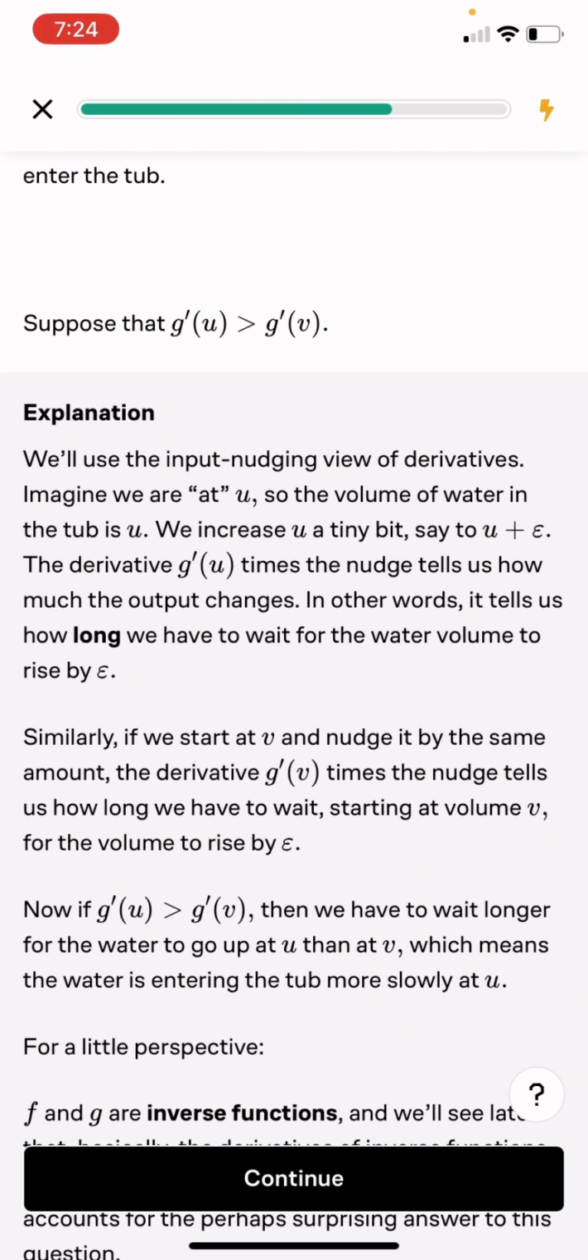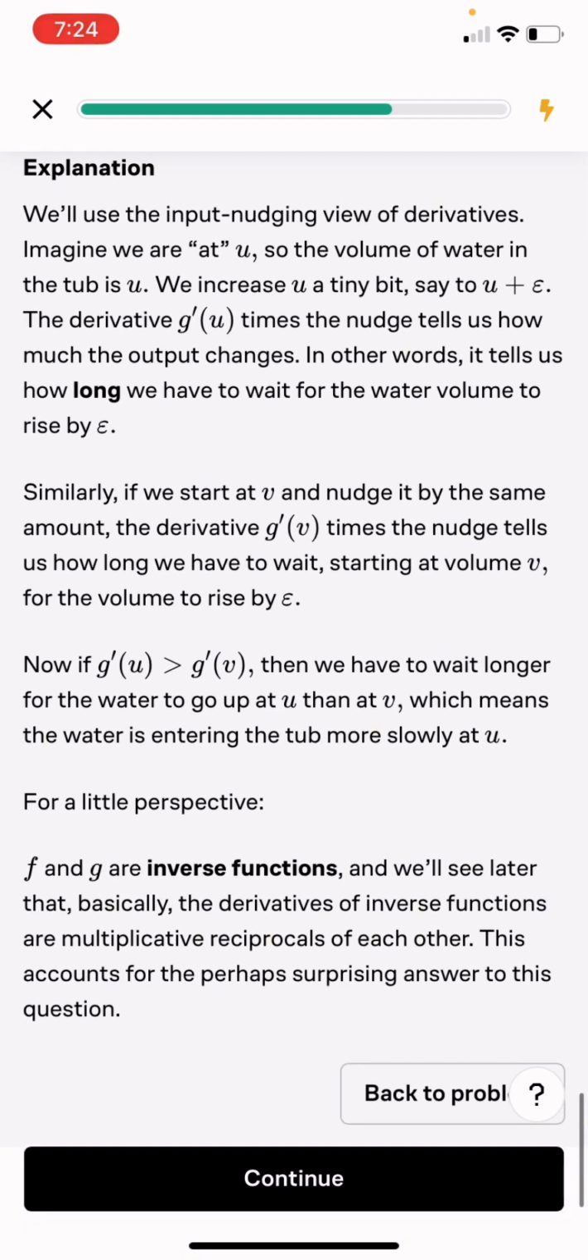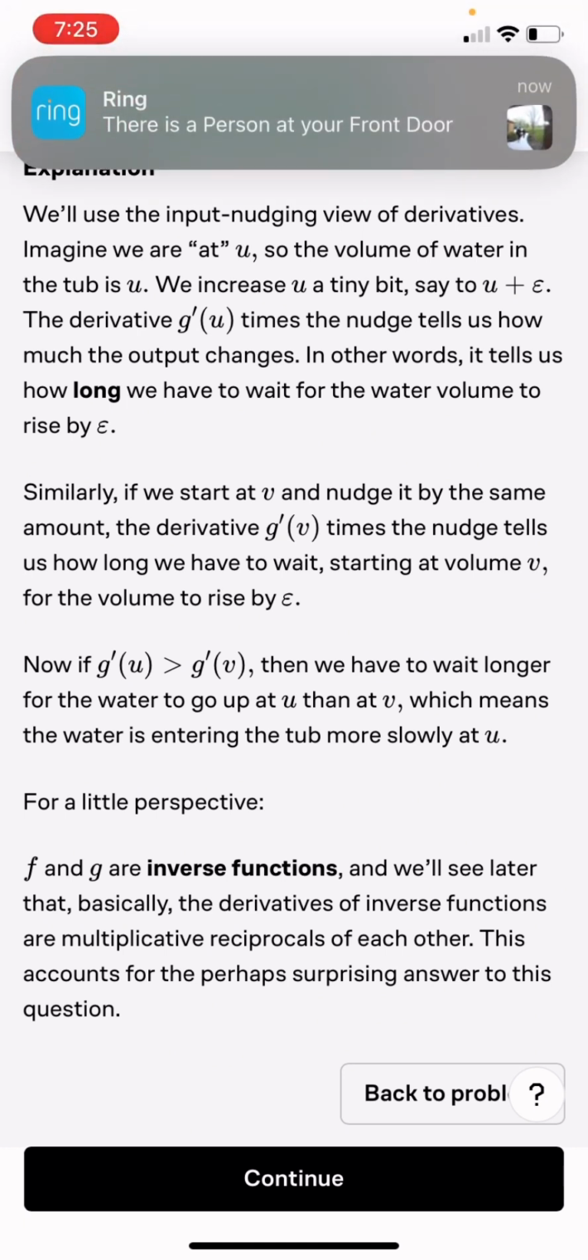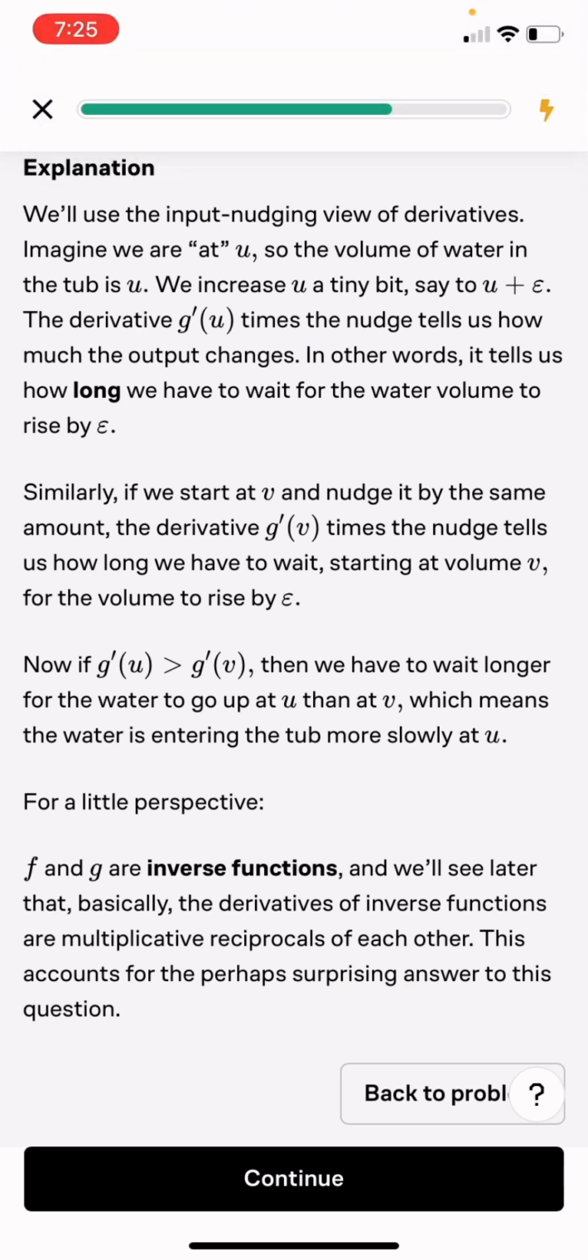Now, if g prime of U is more than g prime of V, then we have to wait longer for the water to go up at U than at V, which means water is entering the tub more slowly. So f and g are inverse functions. We'll see later that derivatives of inverse functions are multiplicative reciprocals of each other. This accounts for the perhaps surprising answer to this question.